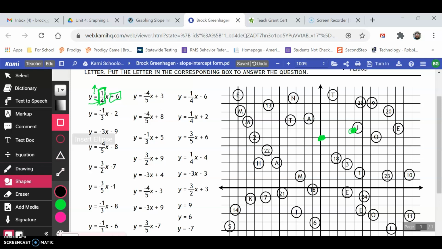you're going to want to go to shapes, grab insert a line, and what you're going to do is you're going to make a line that goes through those two dots and all the way across.